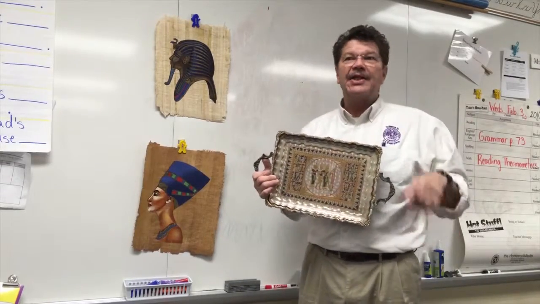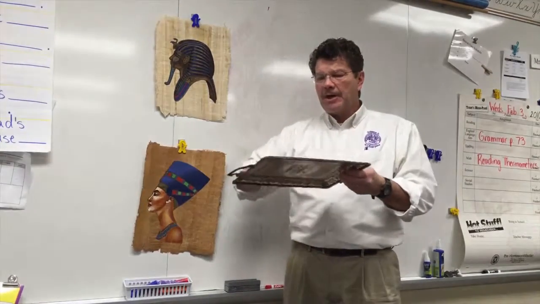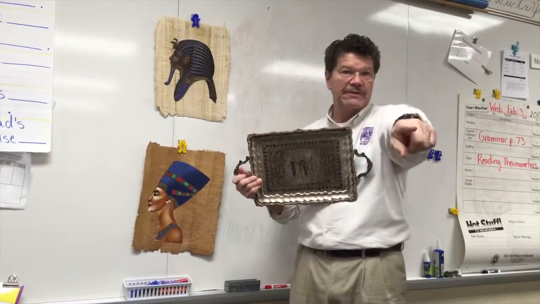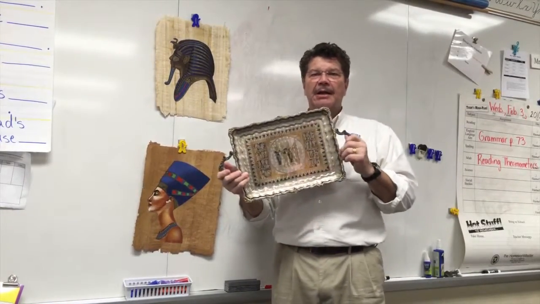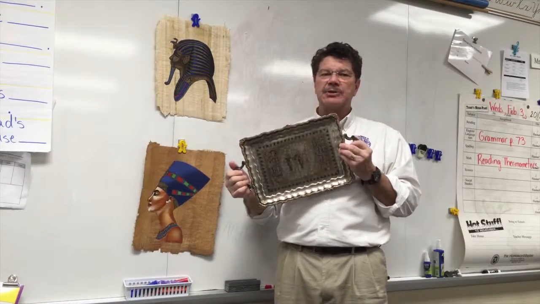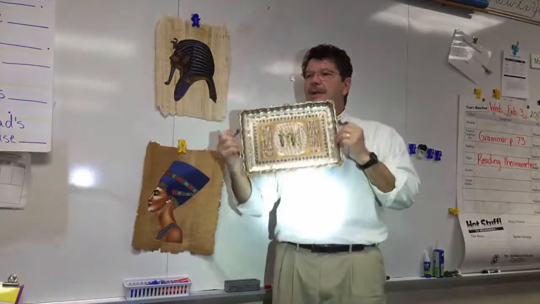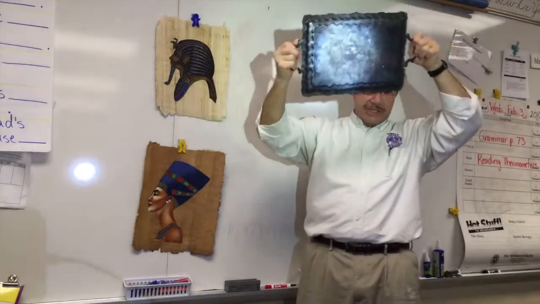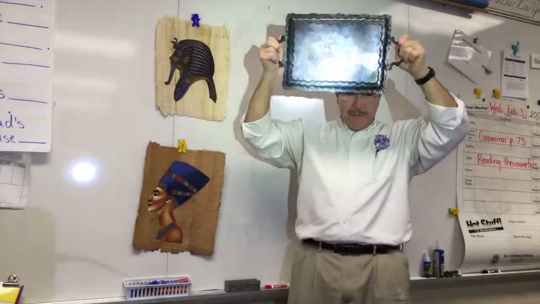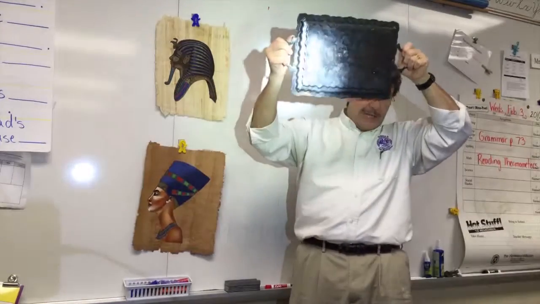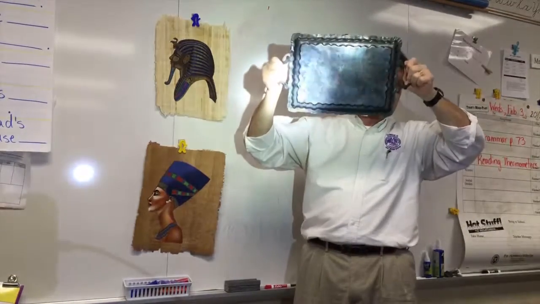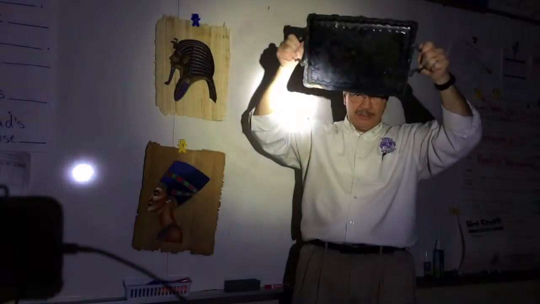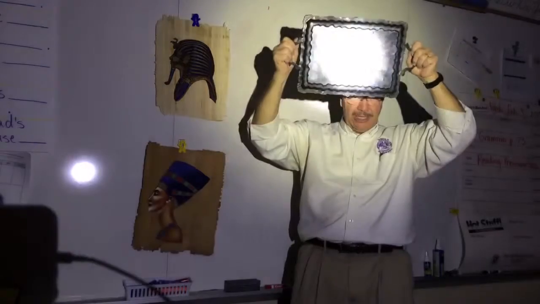So here's what they did. They used the sun. They made a mirror. If this was a mirror, let's turn the sun on, Mrs. Wyatt. Good job. They would shine the sun, and they would use mirrors. Can you see that? They would shine mirrors down in the tomb. Let's turn the lights out. Can you see this shining? Look here. What about now? Does it shine?